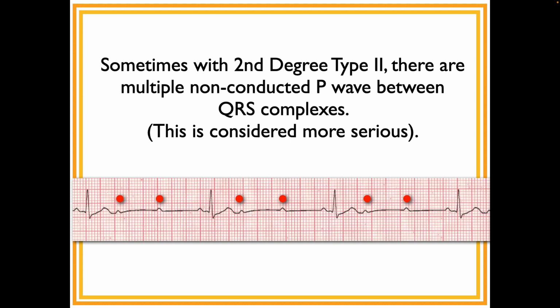Some people will call this, and this is not a name that I'm requiring you to learn, some people simply call this high degree AV block, when it's a second degree type 2 with multiple non-conducted Ps. I'm not requiring you to learn the name. You can just call that a second degree type 2 AV block or Mobitz 2. But I do want you to know when you see those multiple non-conducted Ps with a second degree type 2, that it's more serious. That clinically is important for you to know.